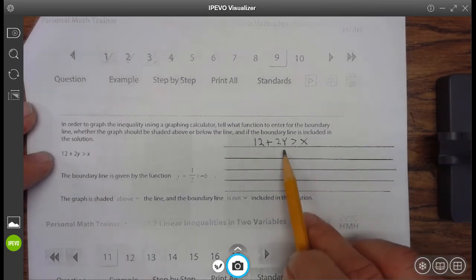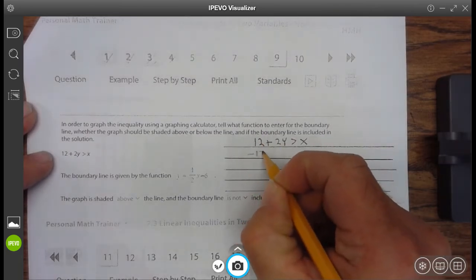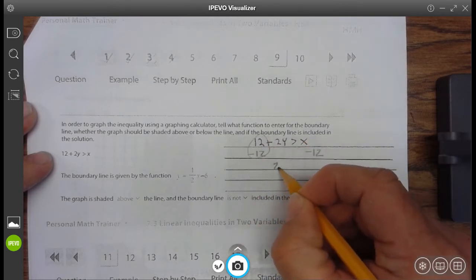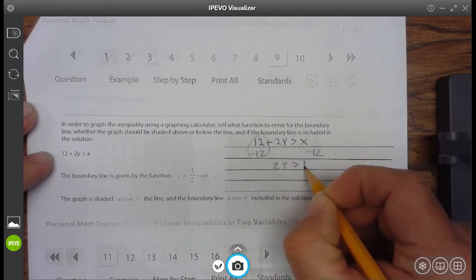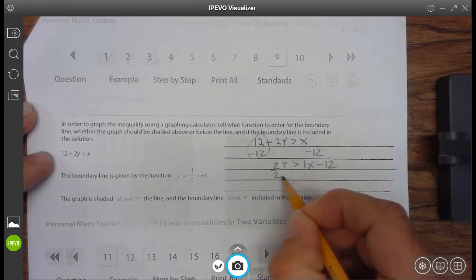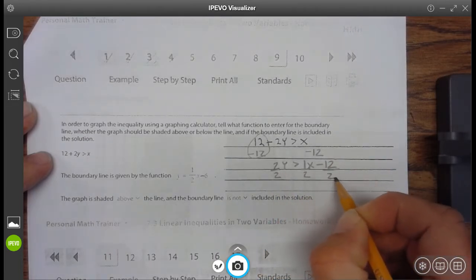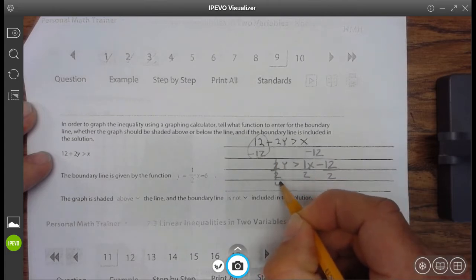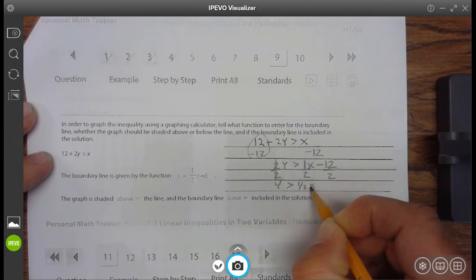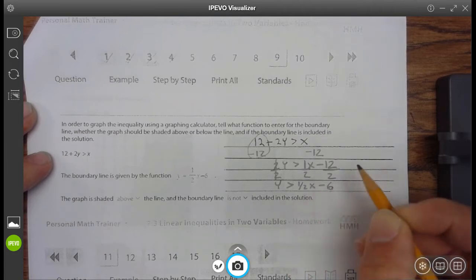So we need to solve for y first. We're going to subtract 12 from both sides. So 12 minus 12 is 0. You get 2y greater than 1x minus 12. We're going to divide everything by 2. 2 divided by 2 is 1. You get y greater than 1/2 x minus 6.